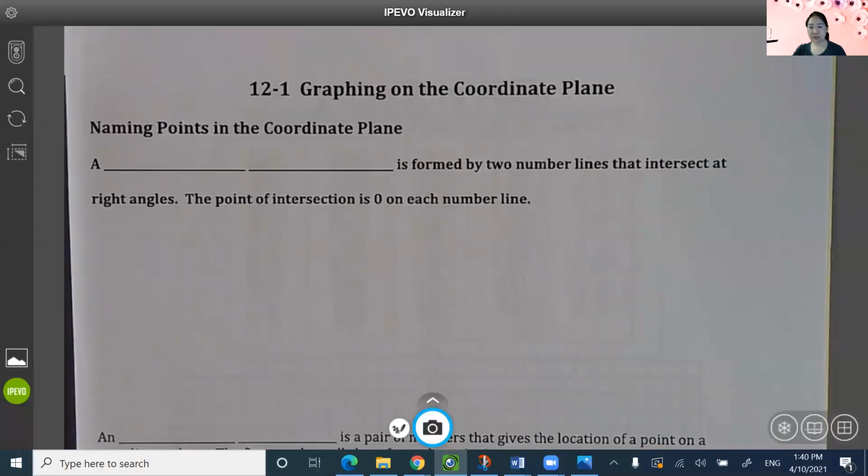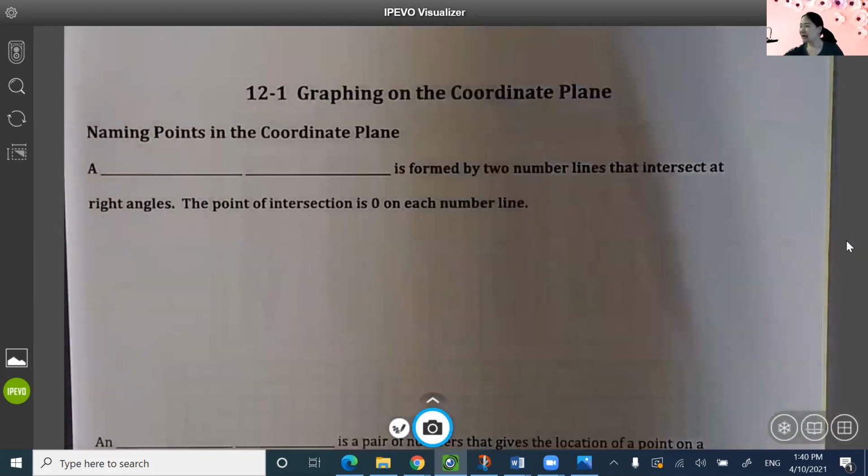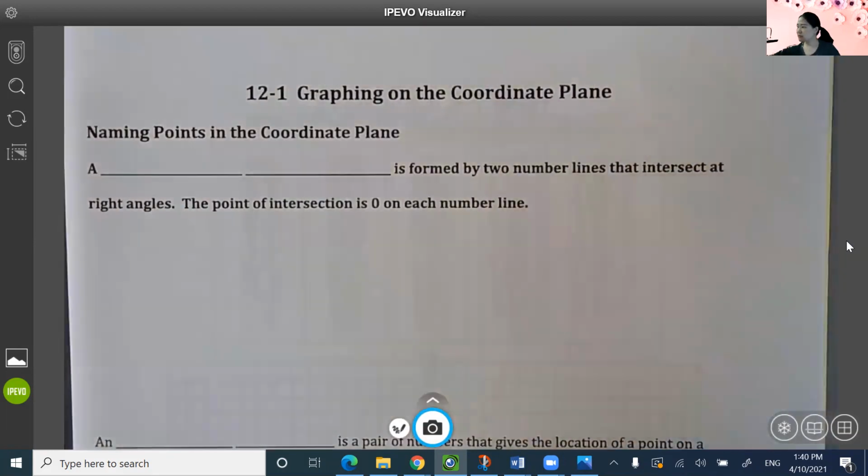Hi students, for today's notes, we're going to talk about graphing on the coordinate plane. You should have learned this already in 6th grade. I'm sorry, 5th grade. Okay, so let us go ahead and begin. So this is on page 6 of your math notebook.